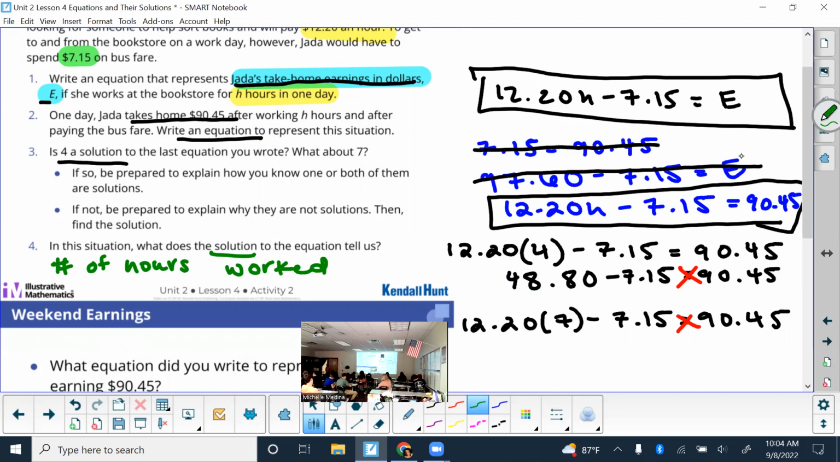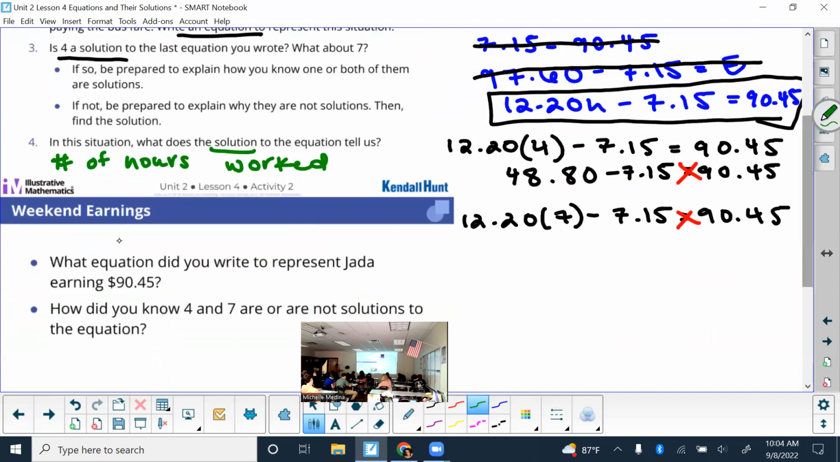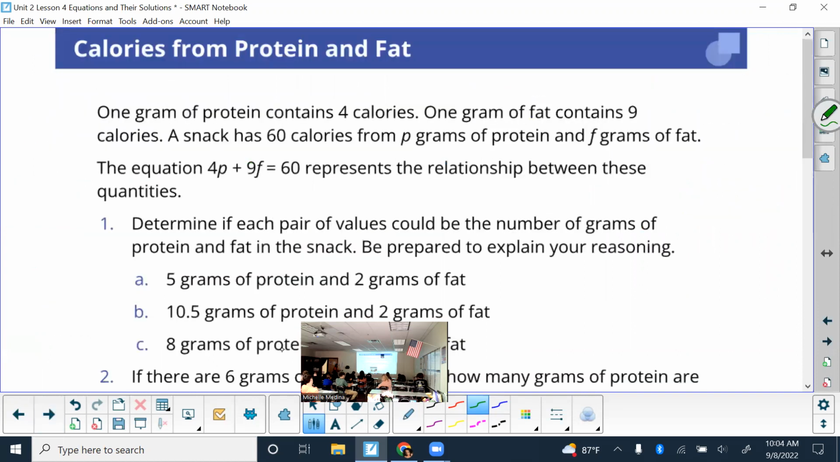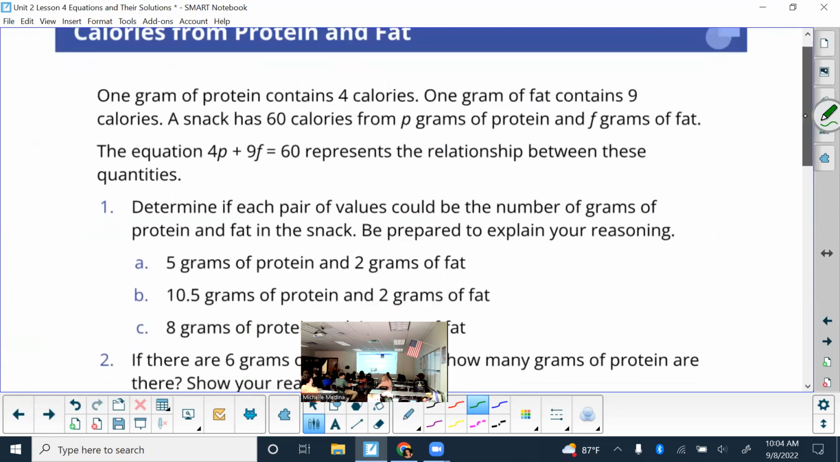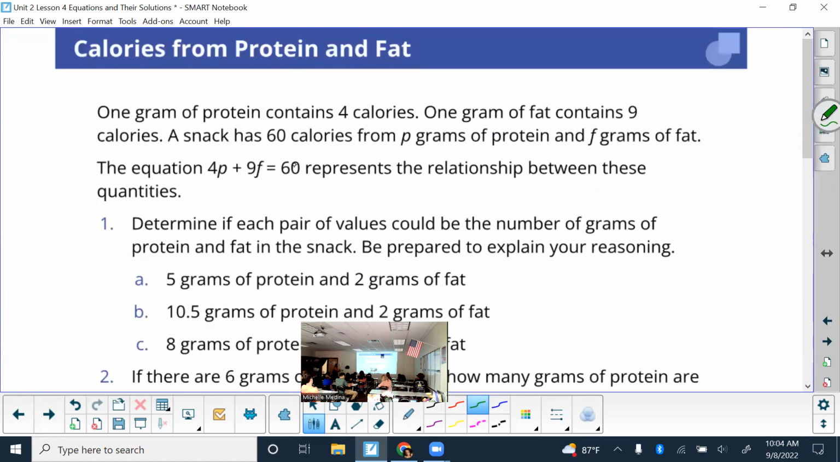All right. So the value of H is number of hours worked. Let's see. I do want you to have time to practice, but I still feel like a large chunk of you still don't know, so we're gonna do one more.